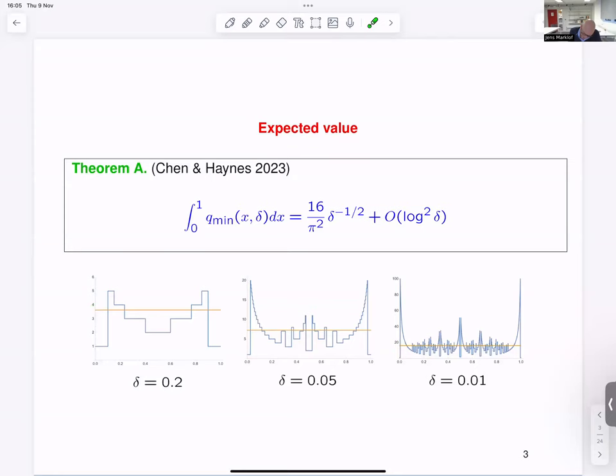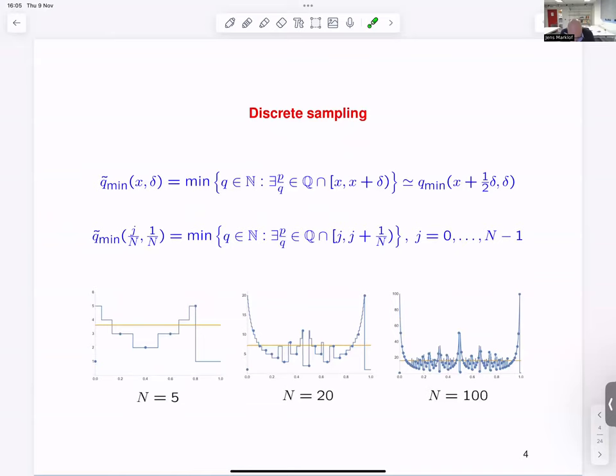Now, there has been a conjecture from the 70s that I'm now going to talk about, where instead of looking at x as a continuous variable, we just sample on discrete points of the form j over n. And in order to explain that to you, I'm just going to redefine slightly my smallest denominator. I'm not going to take it in an interval centered at x, but just an interval where the left point is x. I'll do this because what I want to do now is simply divide my unit interval up into these small boxes. So this is 1 over n, 2 over n, and so on. And I'm just going to ask, what is the smallest denominator in each of these boxes?